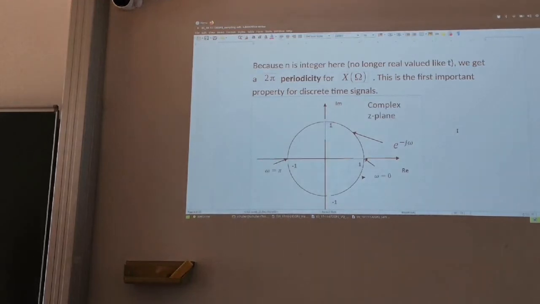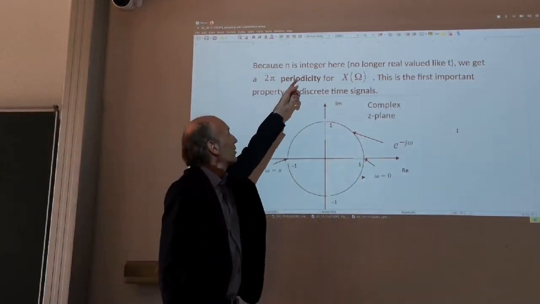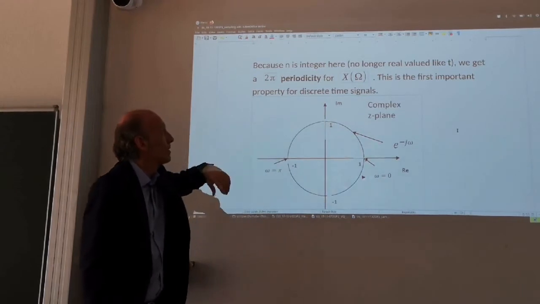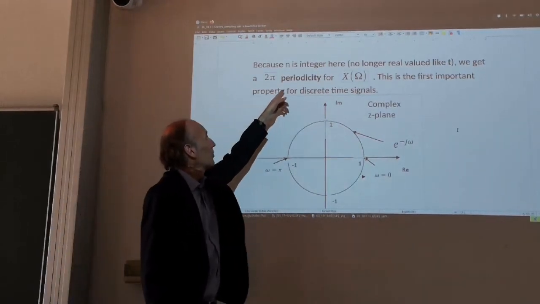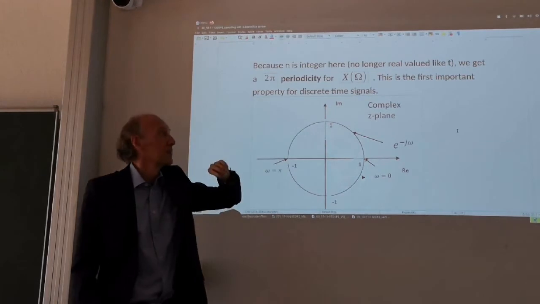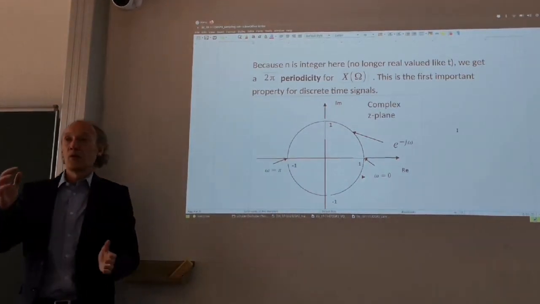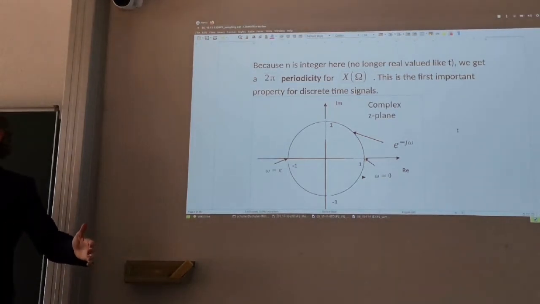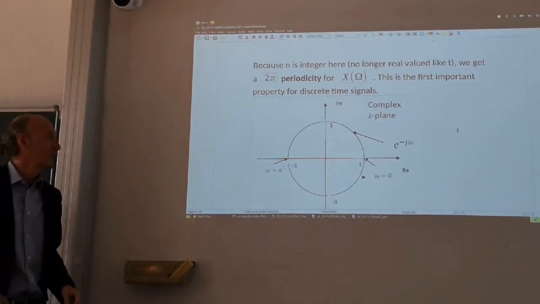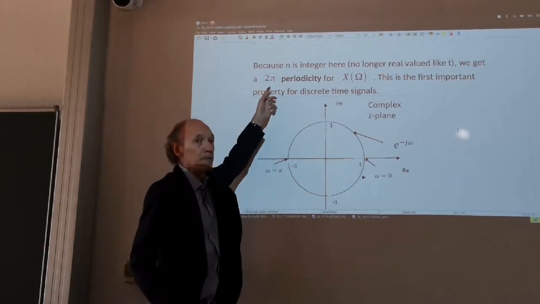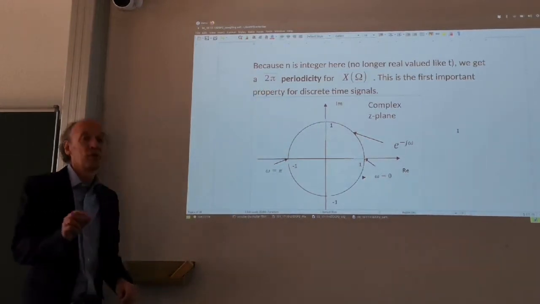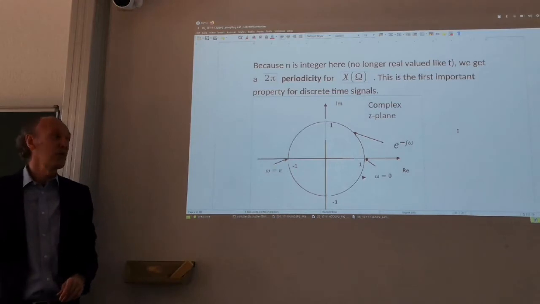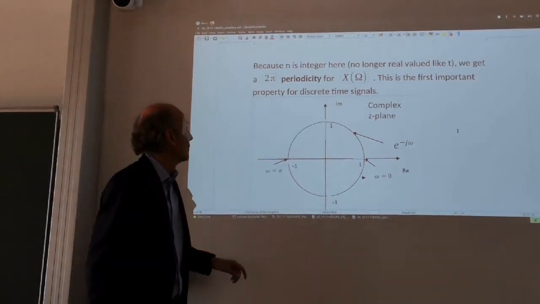Another important consequence is that because n is an integer, no longer real valued like t, we get a 2 pi periodicity for X of omega. So our frequency variable omega is not really going from minus infinity to plus infinity anymore. Well, it actually does, but it repeats. It repeats every 2 pi. And that's because we have this integer valued time variable n.